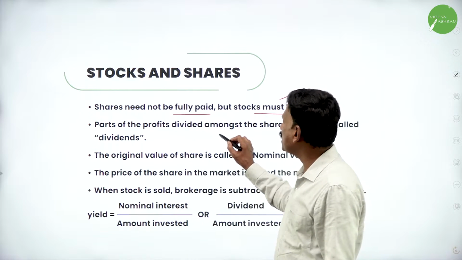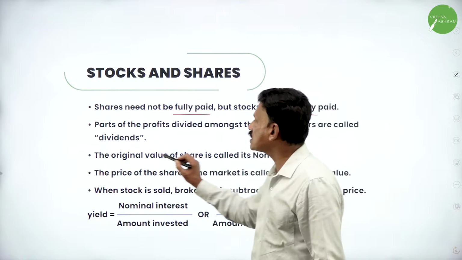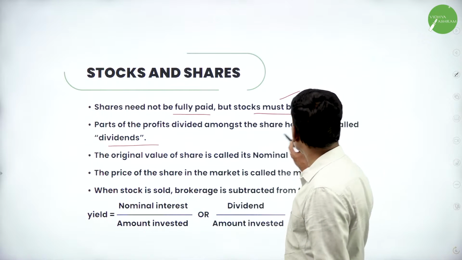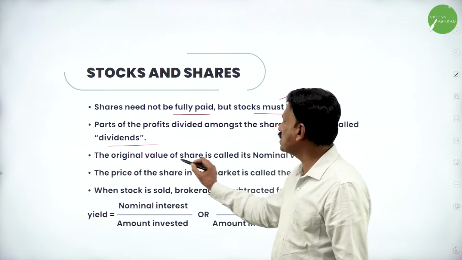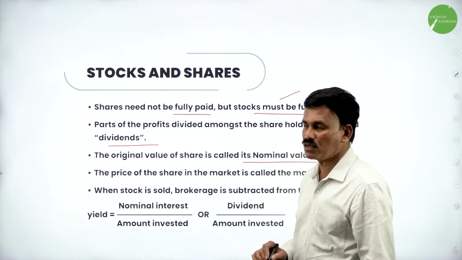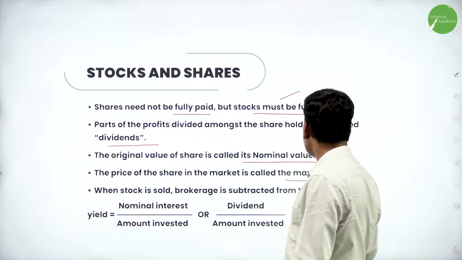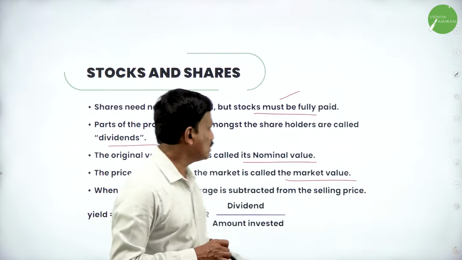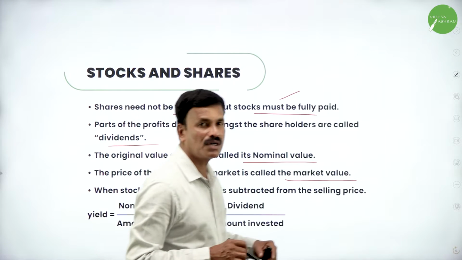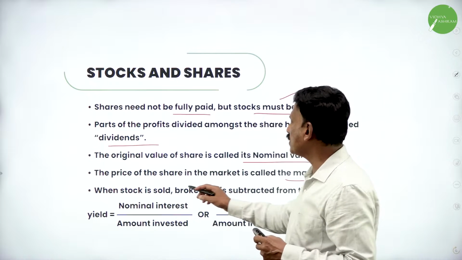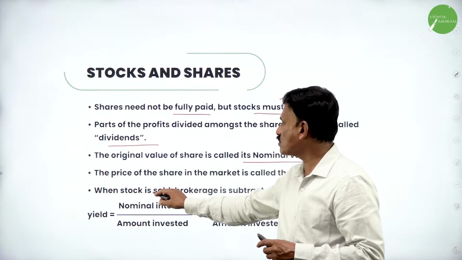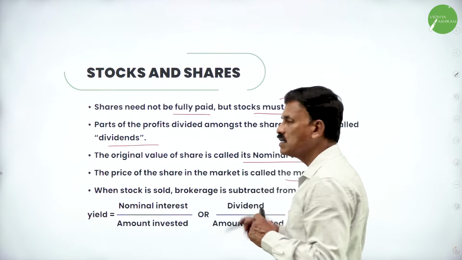The part of the profits that is divided among the shareholders is called the dividends. The original value of the share is called the nominal value, whereas the price of the share in the market is called the market value. And whenever a stock is sold, the brokerage is subtracted from the selling price.